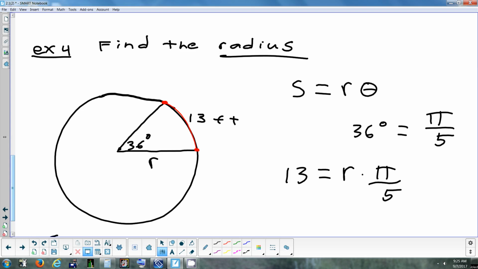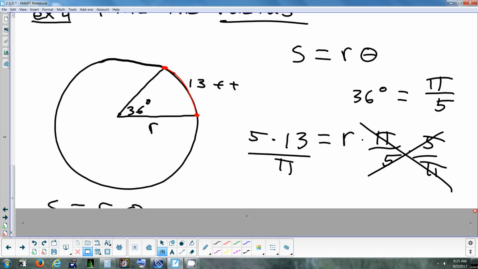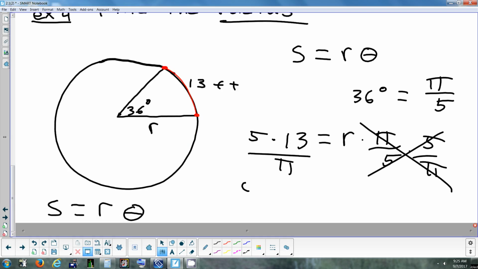Yeah? You can multiply by the reciprocal. Yeah, and what's the reciprocal? 5 over pi. Yep, multiplied by 5 over pi. What that's going to do is cancel the pi's and cancel the 5's at the same time. And you end up getting 65 over pi. Yep, and that's the answer. So 65 over pi, and that's my radius.